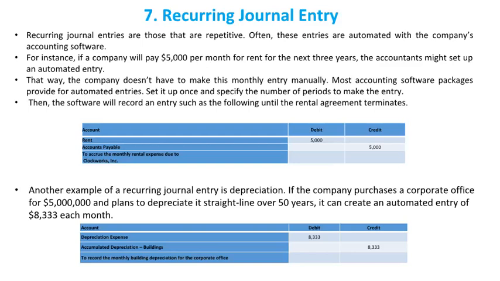Another example of a recurring journal entry is depreciation. If the company purchases a corporate office for $5 million and plans to depreciate it straight line over 50 years, it can create an automated entry of $8,333 each month. Thus, depreciation expense will be debit and accumulated depreciation building will be credit with $8,333.